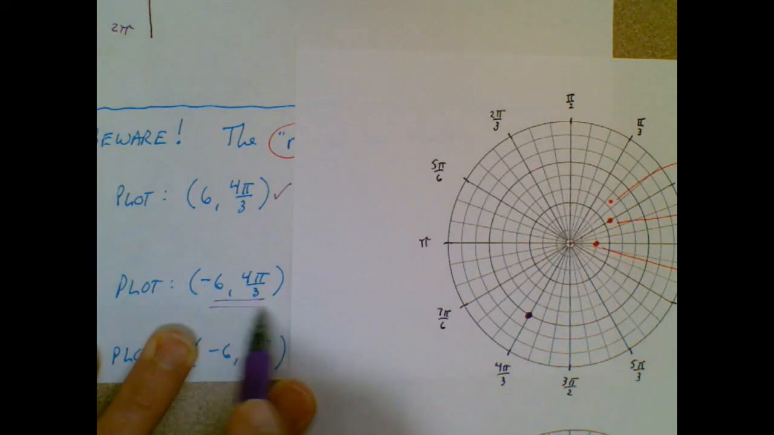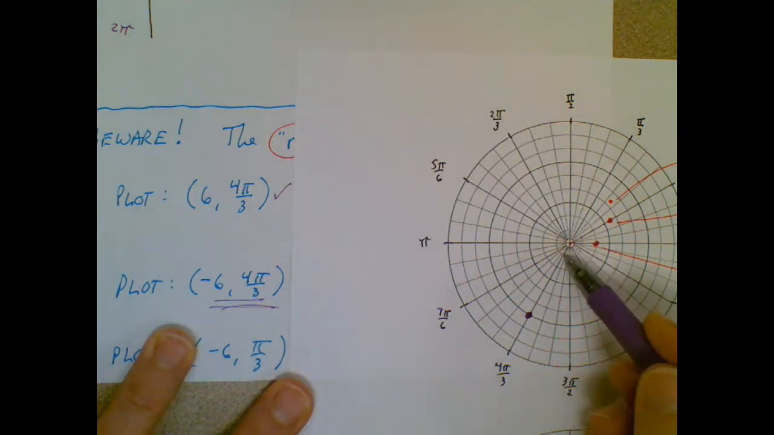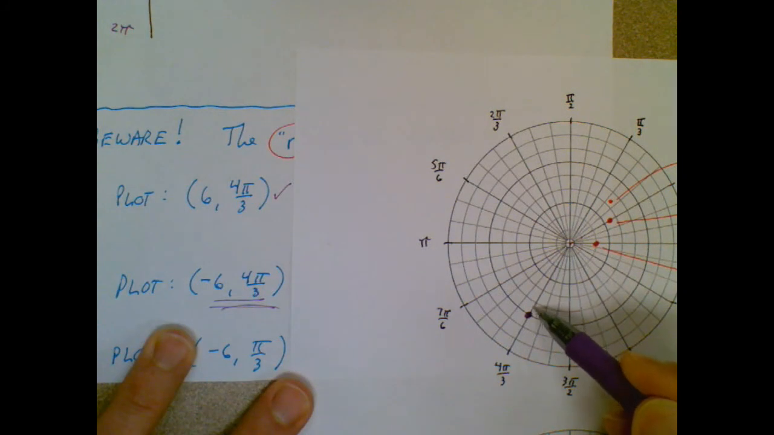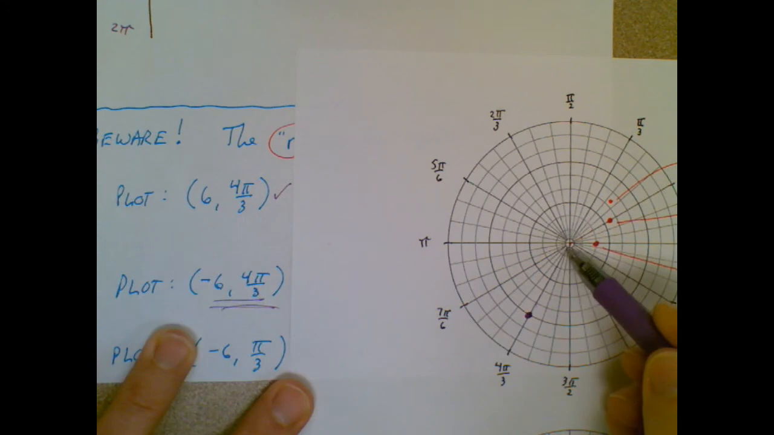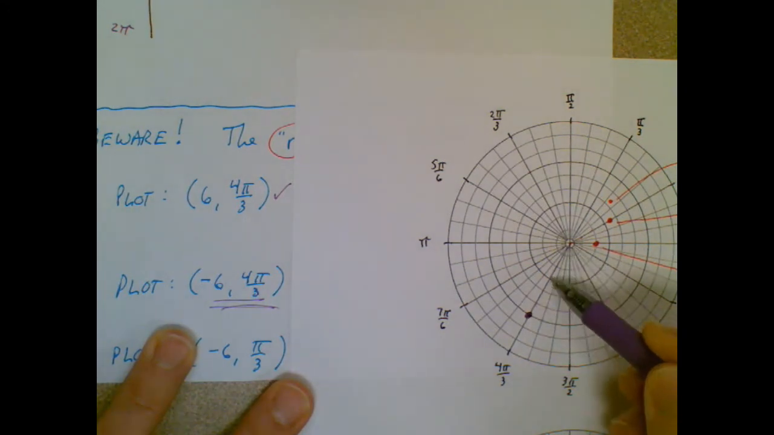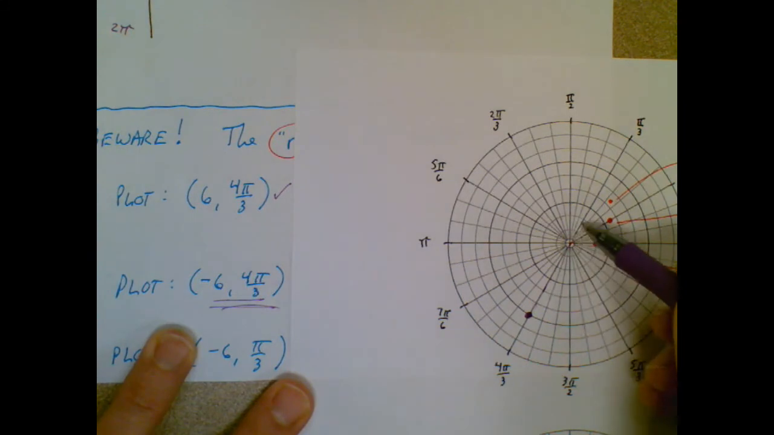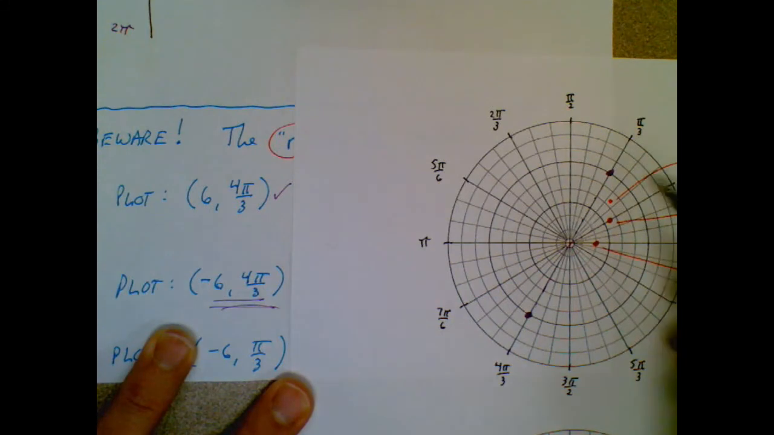But now check this out. Negative 6 comma 4 pi over 3. I shoot out at the trajectory of 4 pi over 3. So I'm shooting out this direction. But now that radius is actually a negative length. So instead of shooting out this direction and going positive 6, I shoot out this direction and actually go negative 6. So it's a little bit counterintuitive because the point that I just graphed is negative 6.